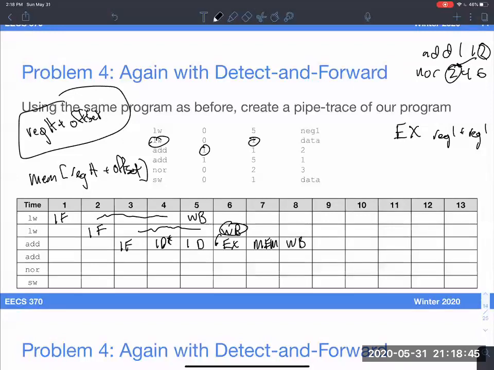And then again, we have our IF stage for our add, and then ID, EX, mem, write back. And none of the other instructions have a dependency on an LW, so they all just follow one after another.